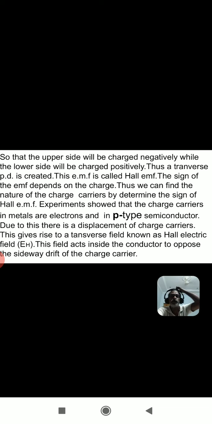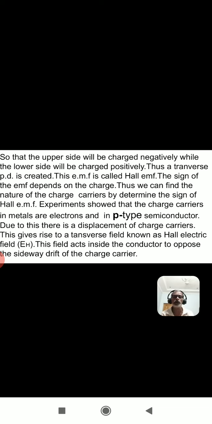So the EMF developed for this type of effect is called the Hall EMF. The sign of the EMF depends on the charge. If the charge carriers are interchanged, the sign of the EMF is also interchanged. Thus we can find the nature of the charge carriers by determining the sign of the Hall EMF. Experiment showed that the charge carriers in metals are electrons, and in p-type semiconductors these are holes.